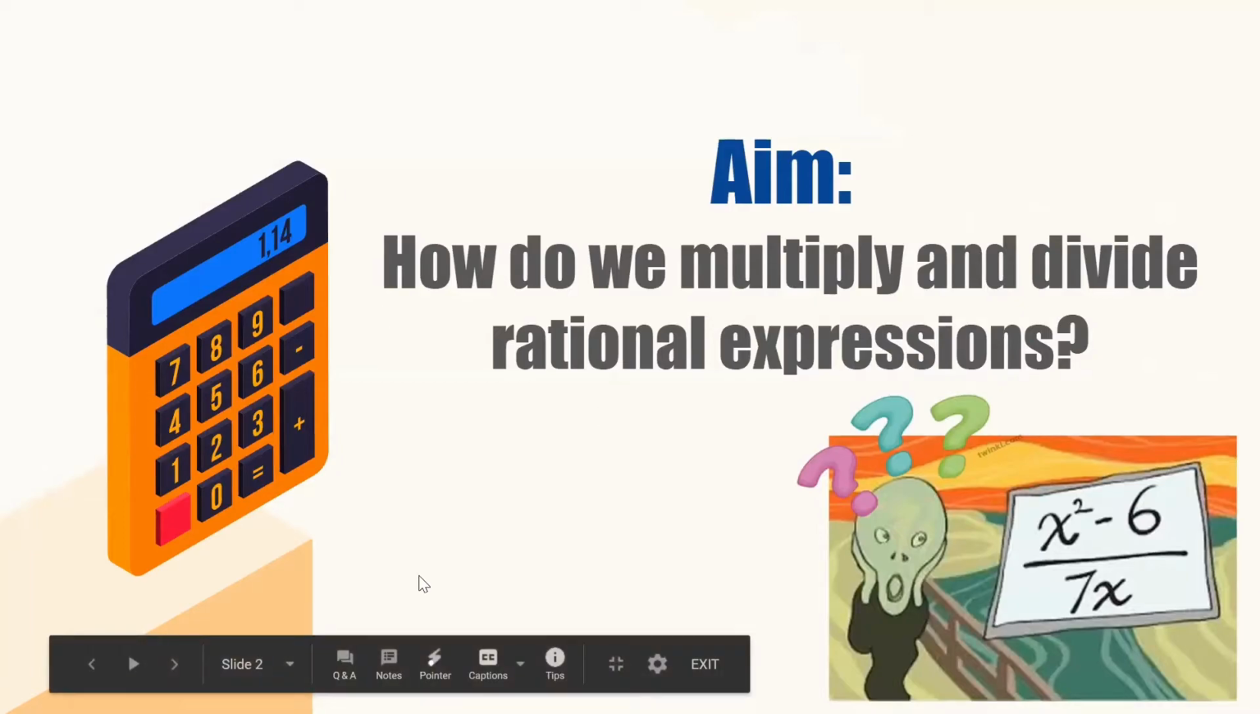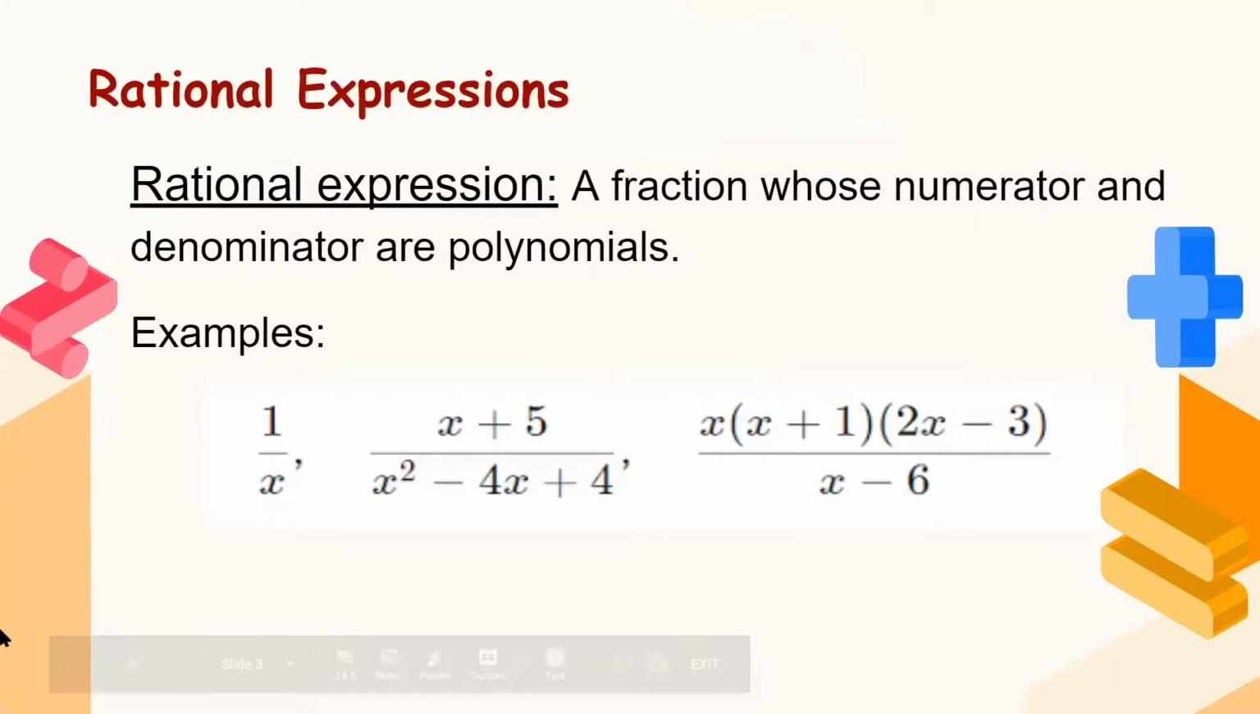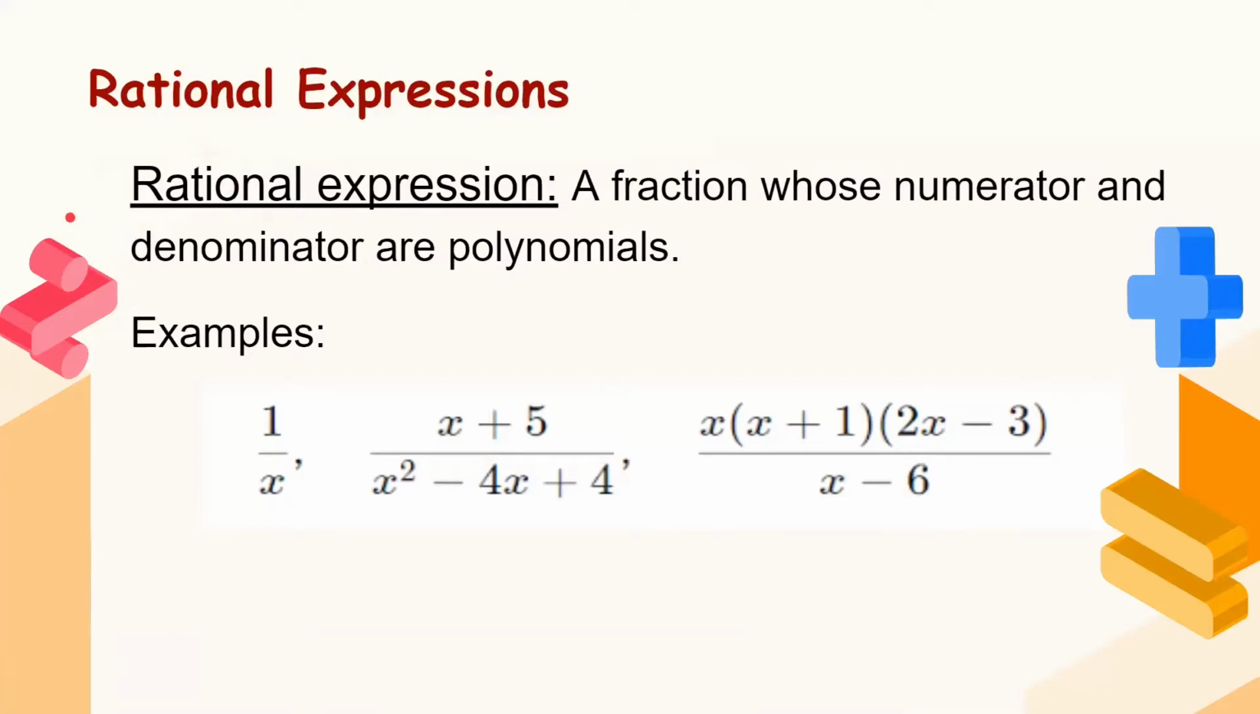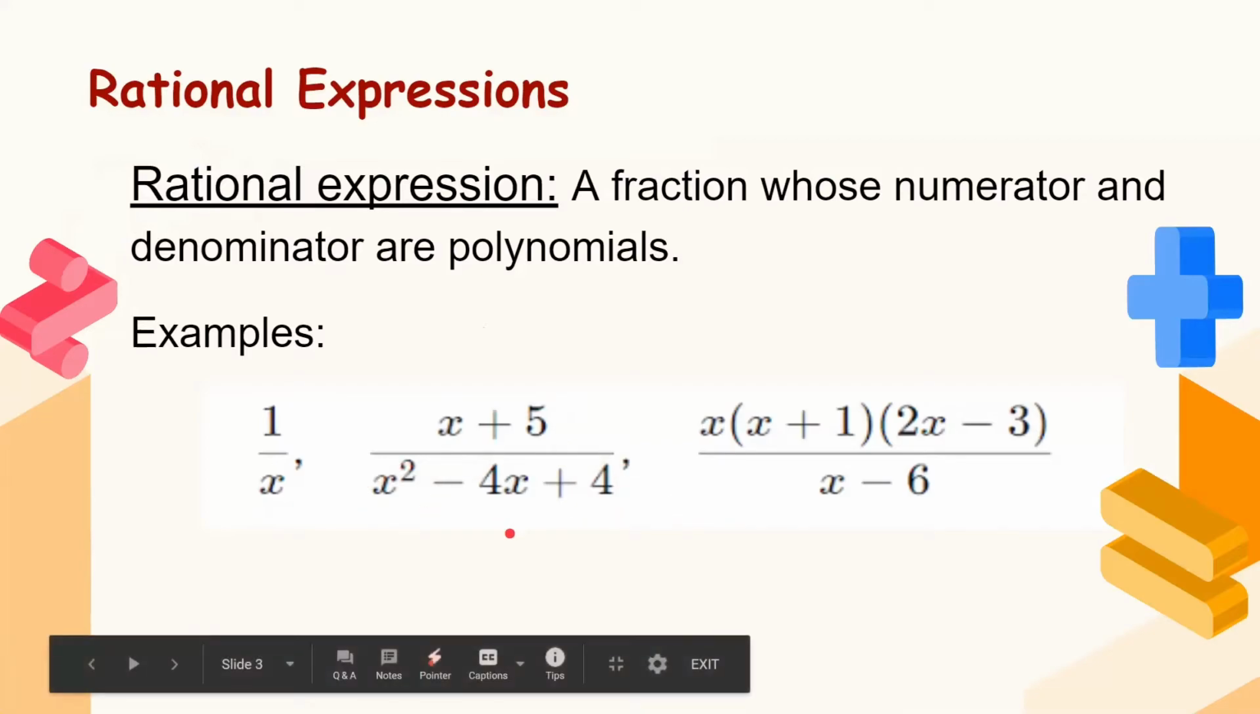So our aim is, how do we multiply and divide rational expressions? For that, I want to tell you guys what a rational expression is. Well, what does it sound like? It literally sounds like ratio, right? It says rational, ratio, right in there. Look right here, ratio, right? So like I was telling, it is actually a ratio. So it is actually a fraction that has a denominator and a numerator. So it has a top and a bottom, right?